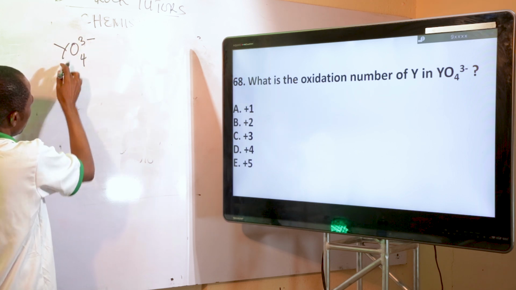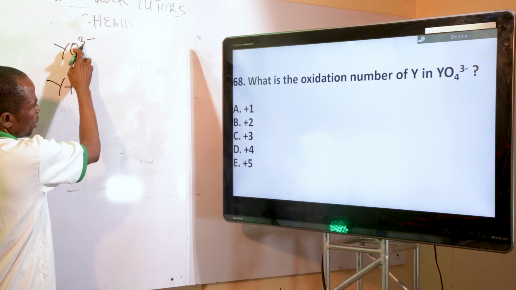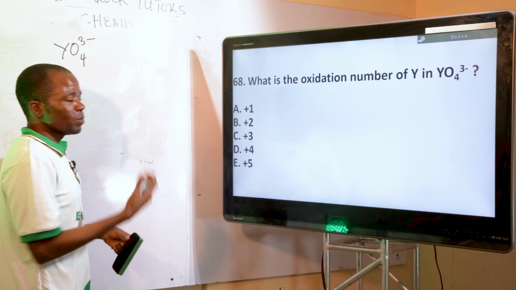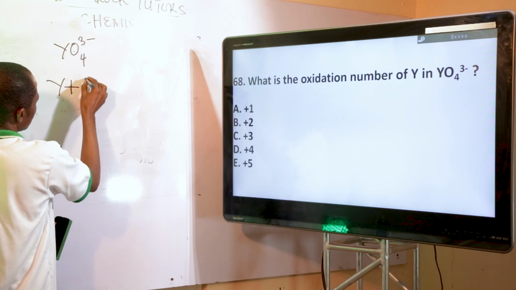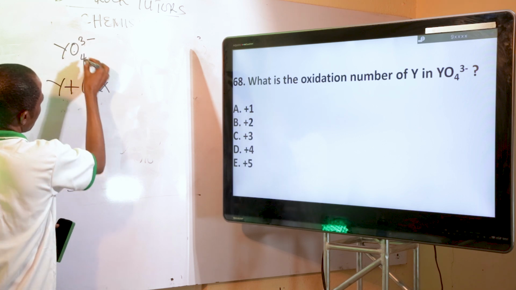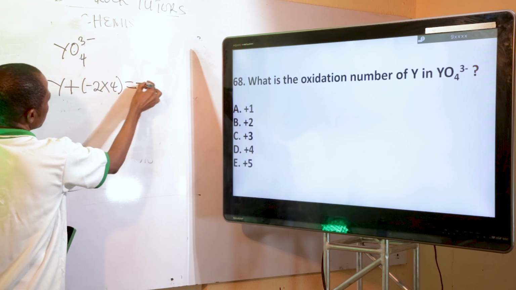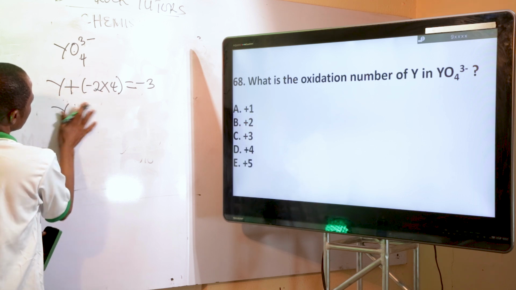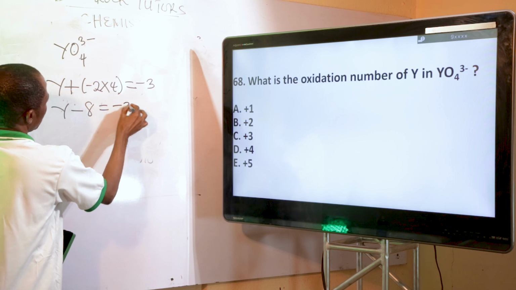We need the oxidation number of Y, that's Y, plus the oxidation number of oxygen, which in all compounds except in peroxide is minus 2. In peroxide it is minus 1. So, this one is not a peroxide, that's minus 2. And since there are 4 oxygen atoms, multiplied by 4, and we equate everything to the charge on it, minus 3. So Y plus minus 2 times 4, that's minus 8, is equal to minus 3.